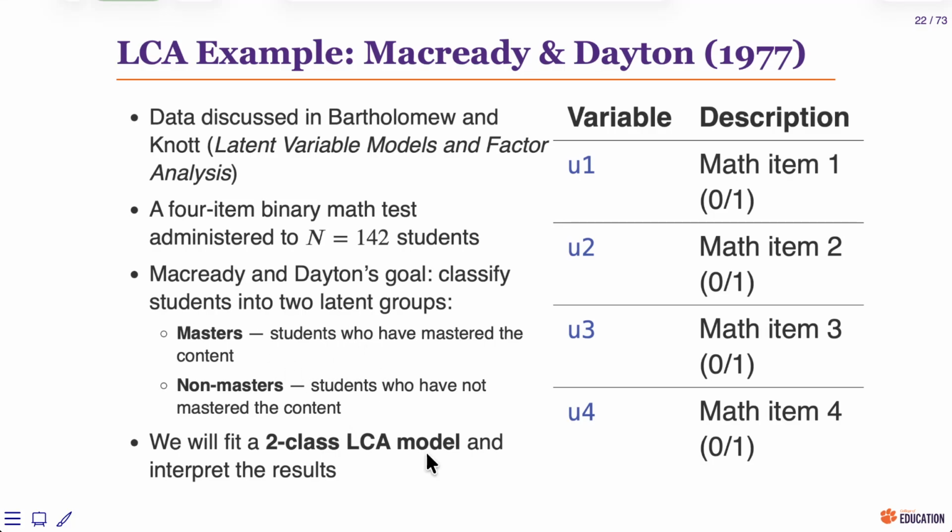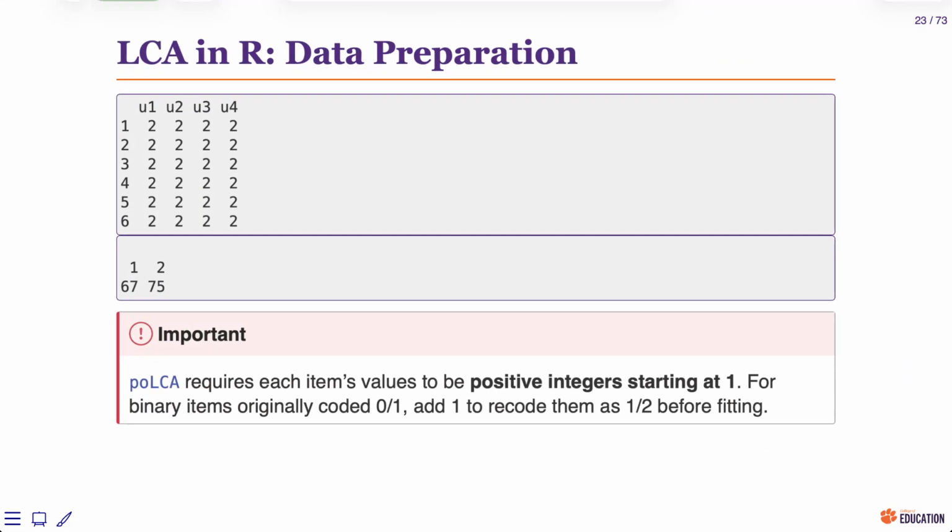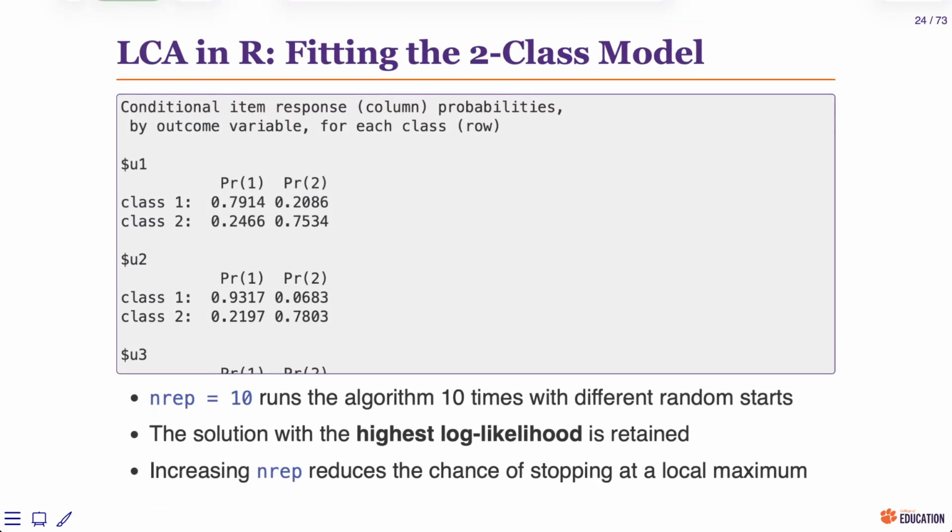So we're going to fit a 2-class latent class model and interpret the results. Here are the data. Remember, the POLCA package requires each item's values to be positive integers starting at 1. So for binary items that were originally coded 0, 1, we'll just add 1 to each one. And you'll see here the count of people for the first item who had a 1 and a 2. In the very first set of data, the 2s you see everywhere are people who answered each item correctly. The U is the label for the item in this data frame here.